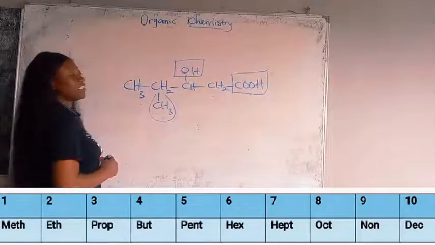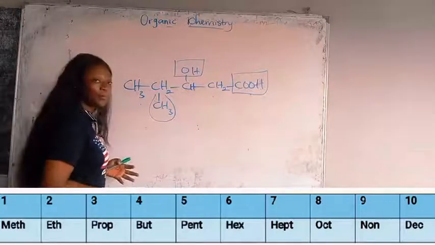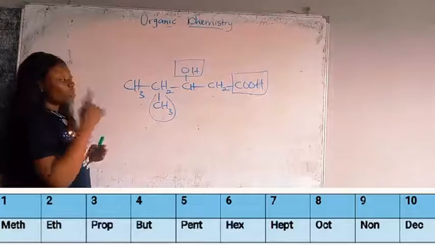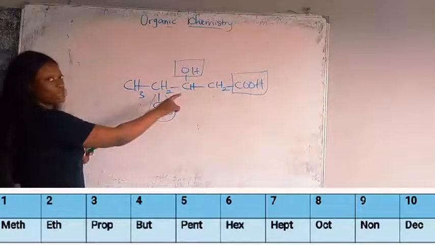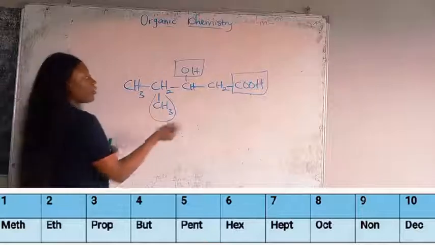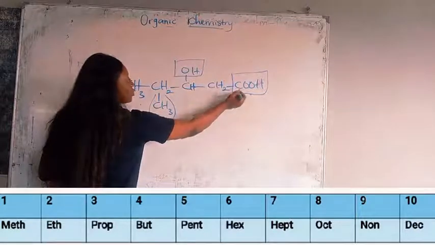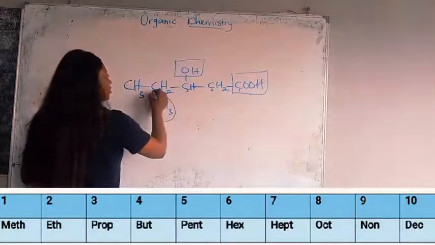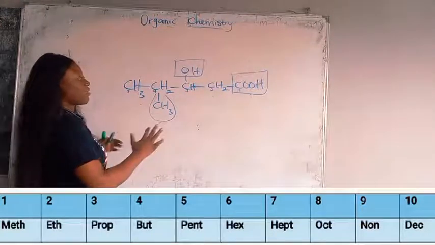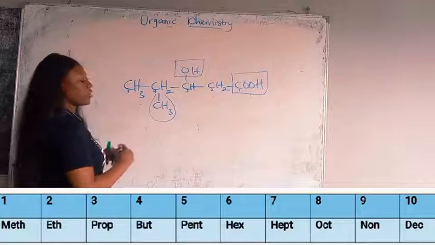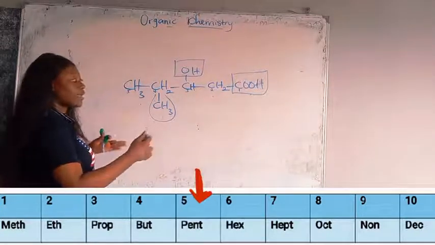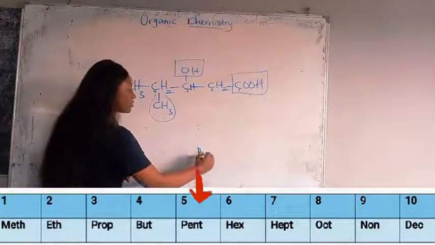So after establishing that fact, we'll have to number. And don't forget that in numbering, preference must be given to the functional group. So we cannot number this way because numbering will mean that we're giving preference to this. So our numbering would have to be done like this: 1, 2, 3, 4, 5. So this is 5, and so the root word is going to be for 5. An organic compound containing 5 carbons is called pent. So we're going to use pent.